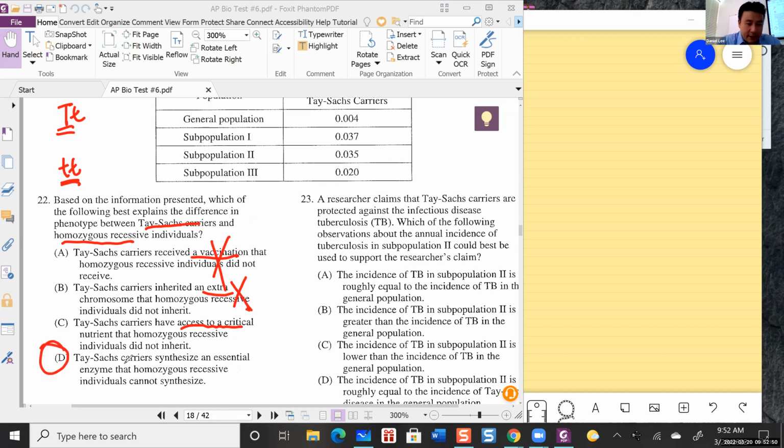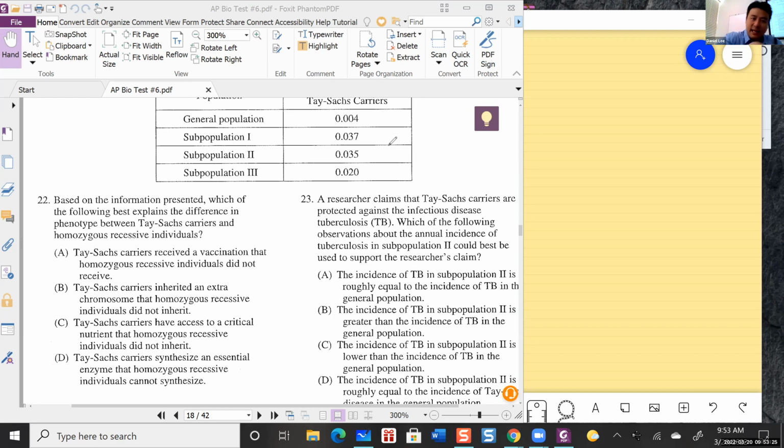D says Tay-Sachs carriers are able to synthesize an essential enzyme to have no Tay-Sachs disease, but homozygous recessive individuals cannot. This is the assumption that the DNA they have, the big T allele, allows them to produce the essential enzyme, so they're disease-free. And if you're little t, you're probably mutated, and for whatever reason you don't have that particular gene expression, so you don't have that enzyme, and you will have Tay-Sachs. So D is the best answer. Number 23.